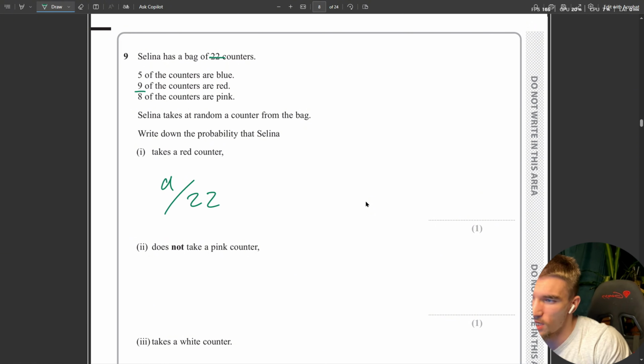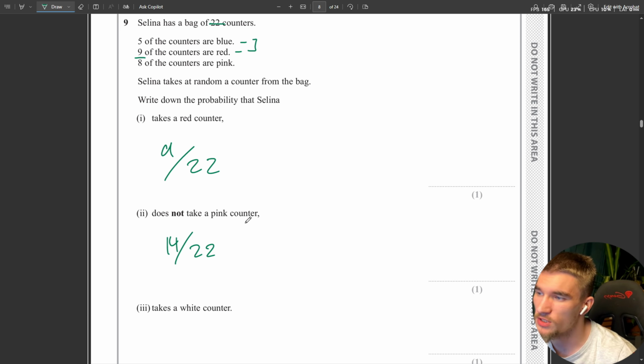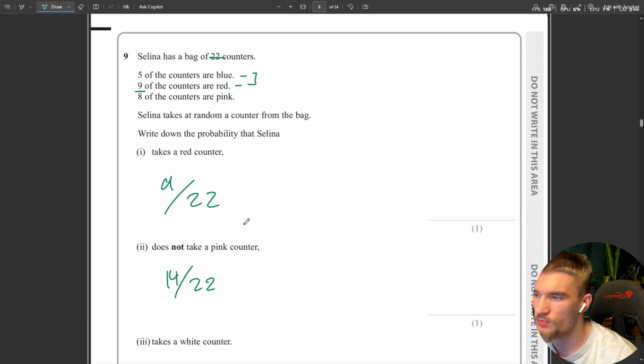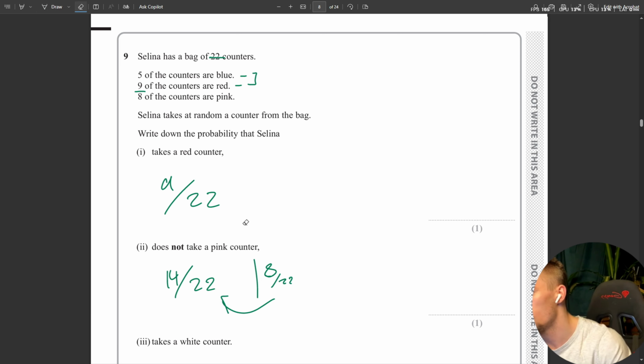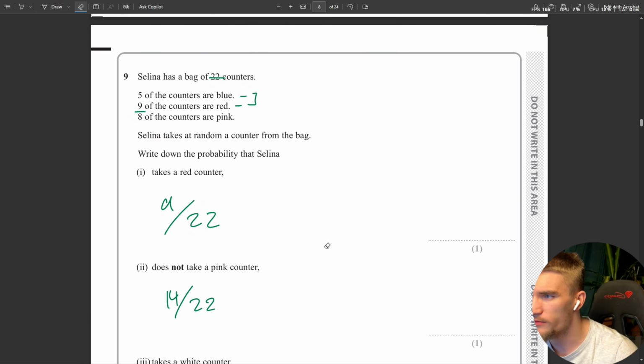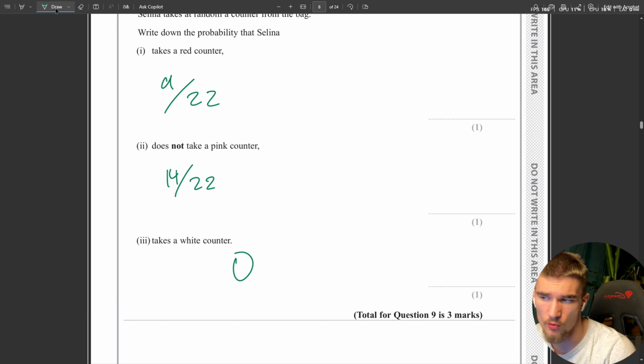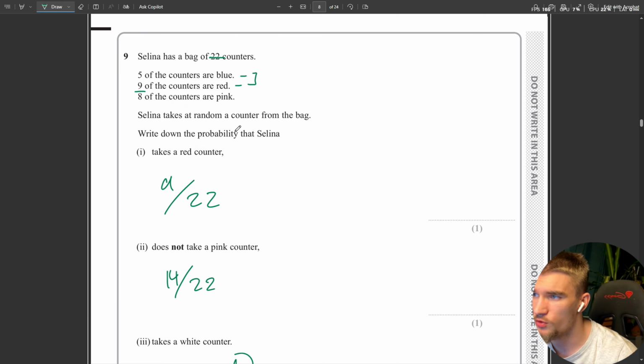She does not take a pink counter. So the probability she doesn't take a pink counter is going to be the total of the other 2 possibilities, right? So 5 plus 9, 9 plus 5, 14. So 14 out of 22. So that's the probability it's not a pink one, right? Because the probability of a pink one is going to be 8 out of 22. So not pink is going to be the opposite, which is this. Hope that makes sense. She takes a white counter. Well, it will be 0 because there are no white counters. There's only blue, red, and pink.